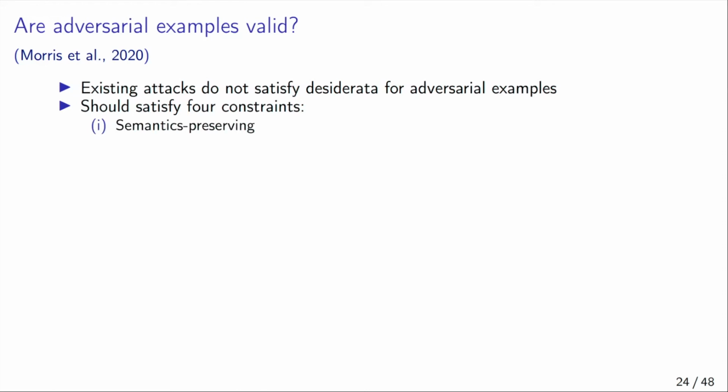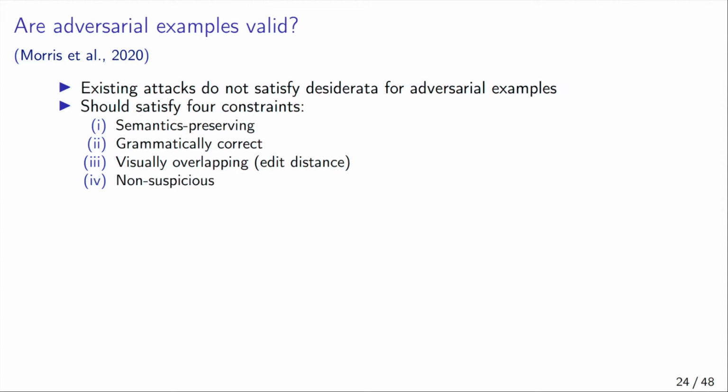So the semantics shouldn't be changed after introducing word-level perturbations. The adversarial examples should remain grammatically correct. They should be visually overlapping, which means that the edit distance between the unperturbed sequence and the corresponding adversarial examples should be low. And then they introduce this idea of non-suspicion. So this means that an adversarially perturbed input sequence shouldn't raise any suspicion when read by a human being.